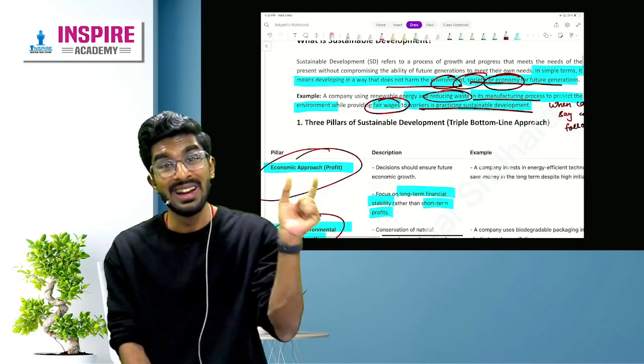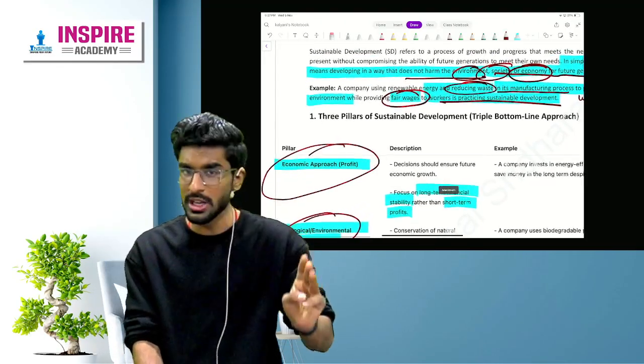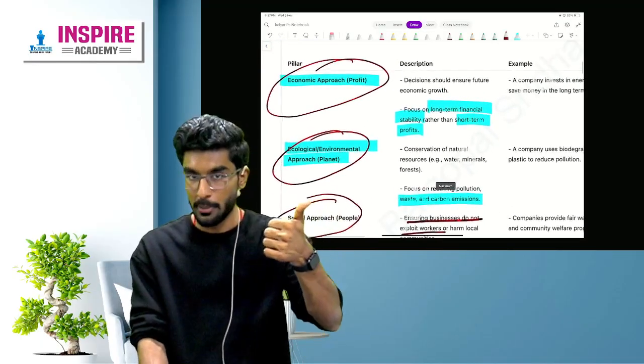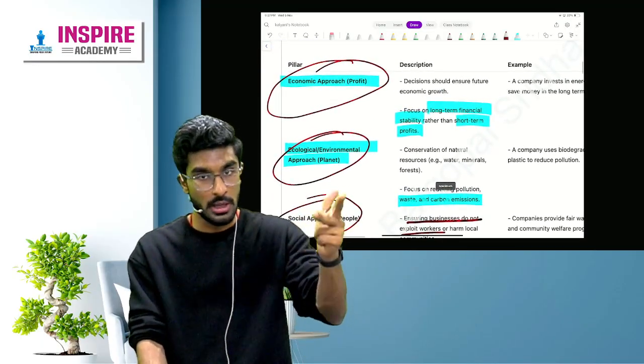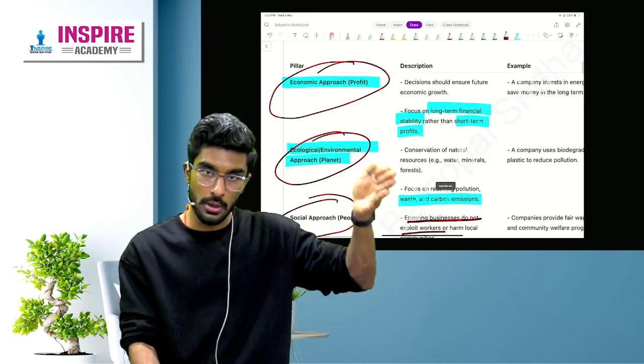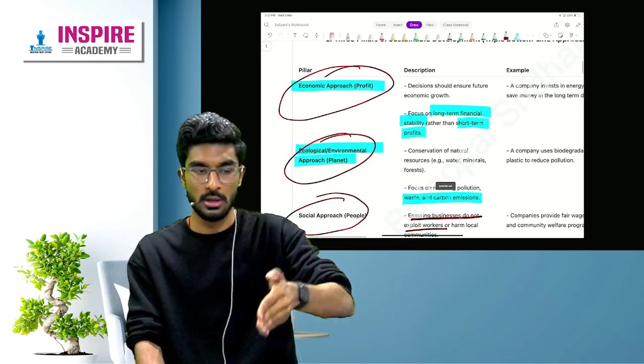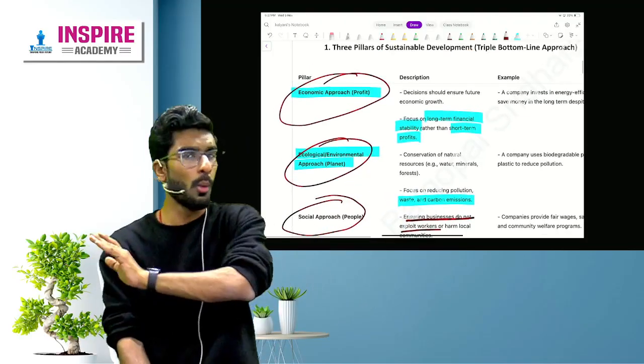What is it called? Triple bottom approach. So three pillars of SD. What are those three pillars, people? Economic approach. Number two is ecological approach. And number three is social approach. So economics, ecology, social. Economics, environment, social. Very easy.